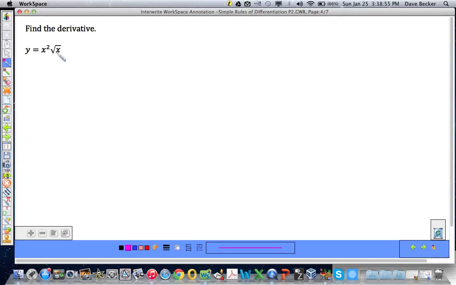Next up, y equals x squared times the square root of x. Find the derivative. So we're going to find y prime. Okay, but first we're going to have to rewrite this. And again I'm going to ask you to recall that if I have the a-th root of x to the b, that is equivalent to x to the b over a. We can write it as a fraction.